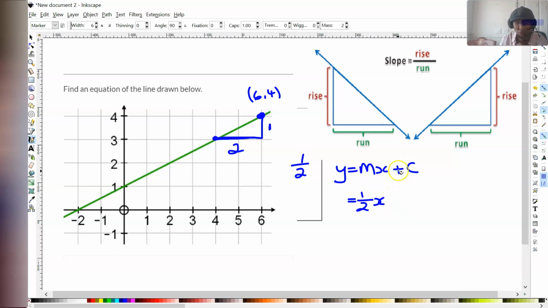And at what point does this line cross the y-axis for the first time? Yes, it's 0, 1. So the intercept here is going to be plus 1. And of course here it would be y equals half x plus 1. And that is the solution for this question here, half x plus 1.